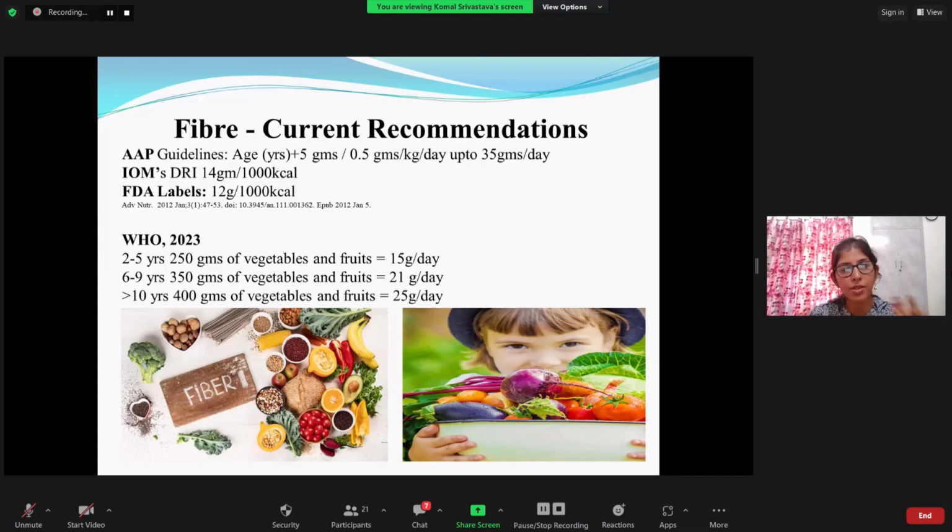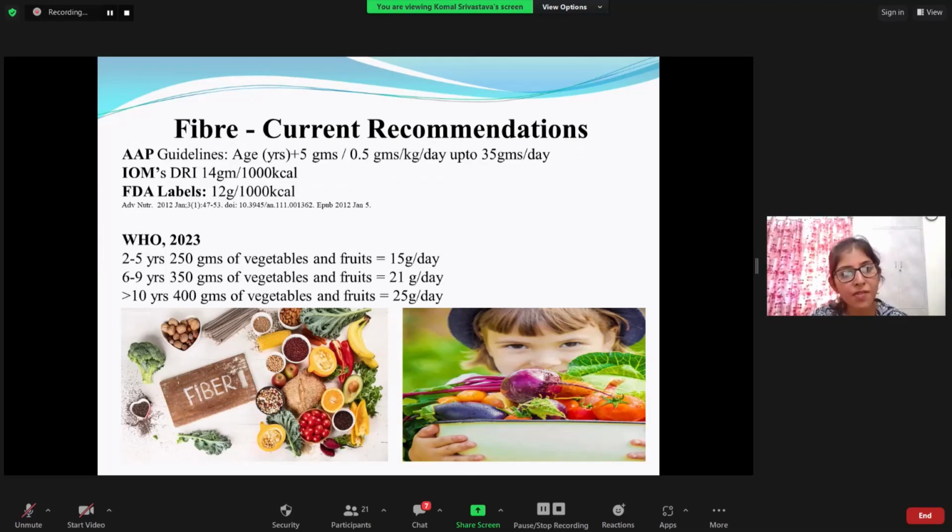As per the 2012 AP guidelines, the fiber recommendation is age plus 5 grams per day, which can also be summed up to 0.5 grams per kg per day and can go up to 35 grams. As per the Institute of Medicine, it is 14 grams per 1,000 calories, and FDA labels it as 12 grams per 1,000 kilocalories. Now, for the first time, the WHO has given in 2023 the guidelines for pediatric fiber recommendations.